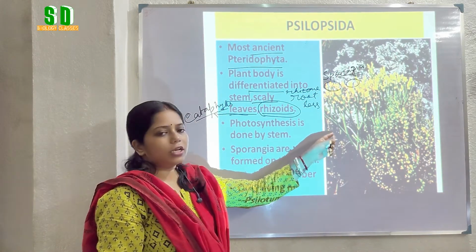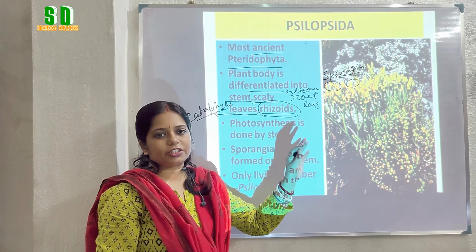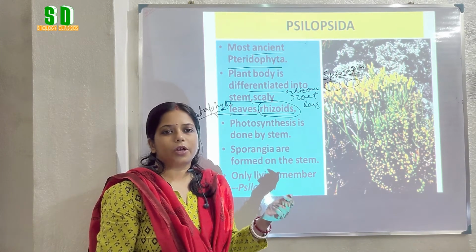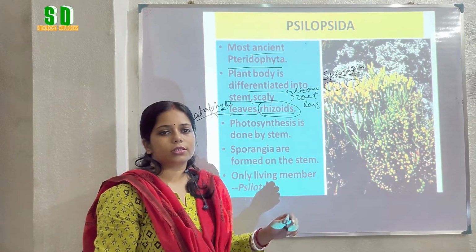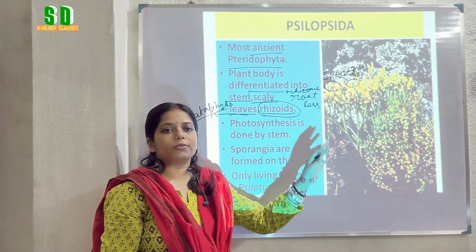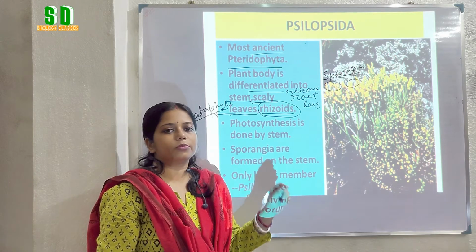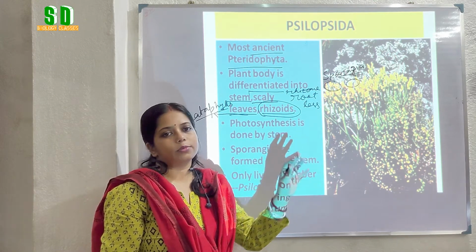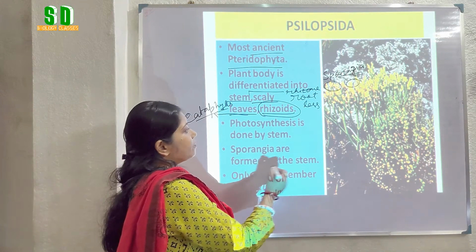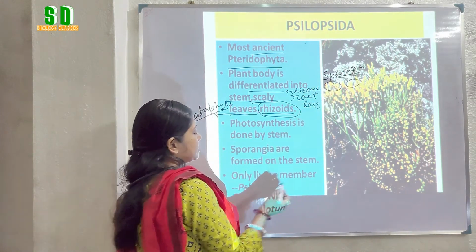Photosynthesis is done by the stem. As they possess the cataphylls, they are scaly leaves. They are not green in color, they are brown in color, so they cannot do photosynthesis. They don't have chlorophyll. But the aerial part of the stem is green in color, and it performs the photosynthesis for the plant body of the Psilopsida member. Now the sporangia are formed on the tip of the stem.